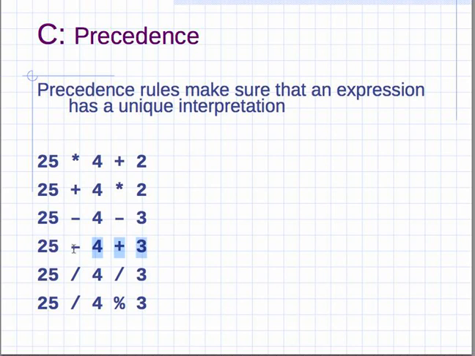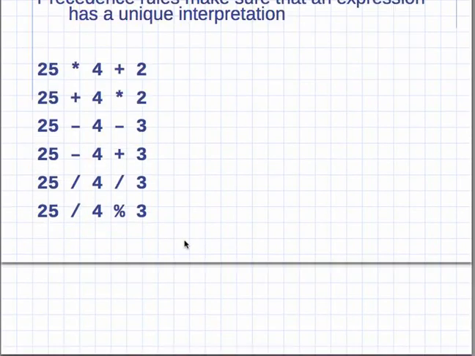If you do this subtraction first, 25 minus 4 will give you 21, plus 3 is 24. Which one is it? It's the 24, because these have the same precedence levels, and so therefore you go from left to right. Okay, so I hope that's clear. Precedence rules are used to remove ambiguity.